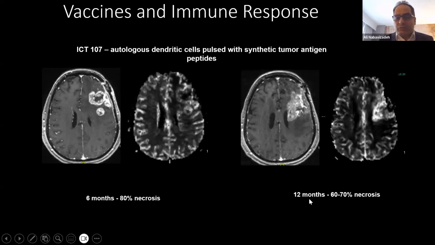Another patient after 12 months, 60 to 70% necrosis, significant elevation of perfusion. So these are things to be aware of, that it's not black and white. Usually we're dealing with a combination of necrosis and tumor, and usually in patients who have undergone immunotherapy, this window could be lengthened in terms of seeing the pseudoprogression and increasing enhancement following treatment.